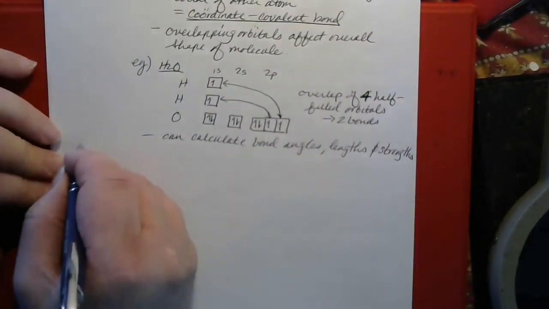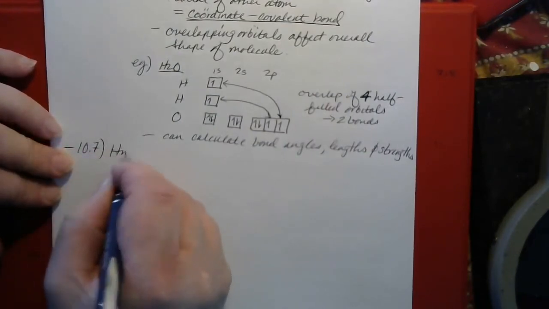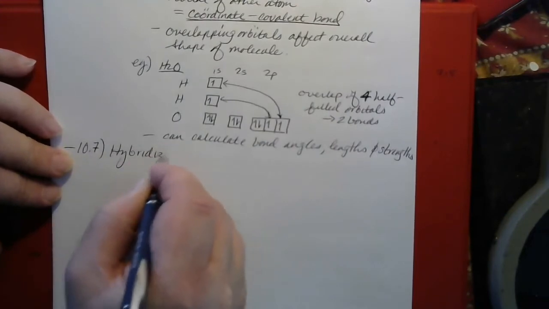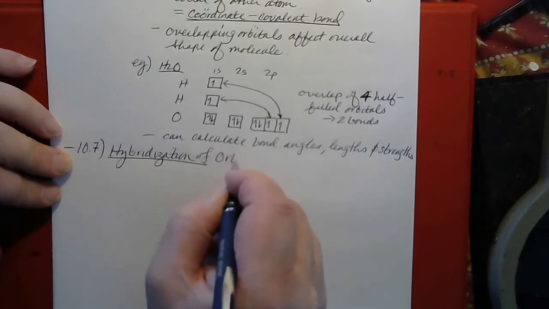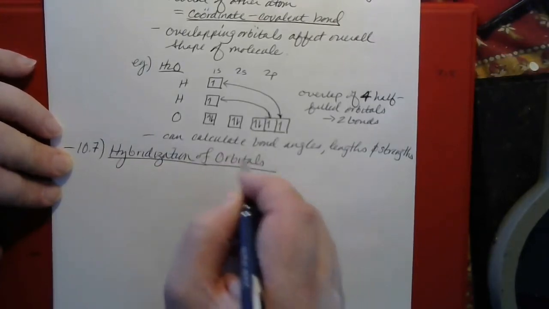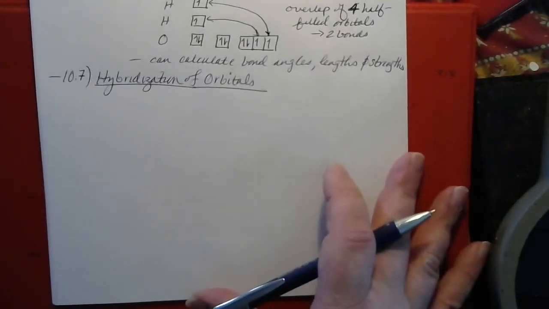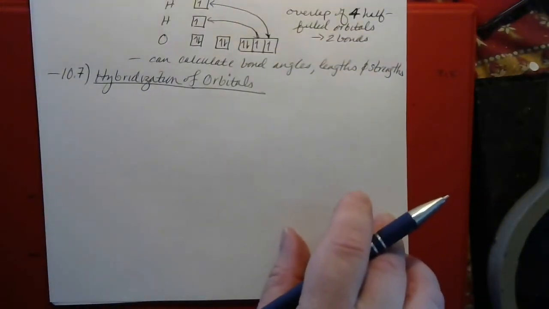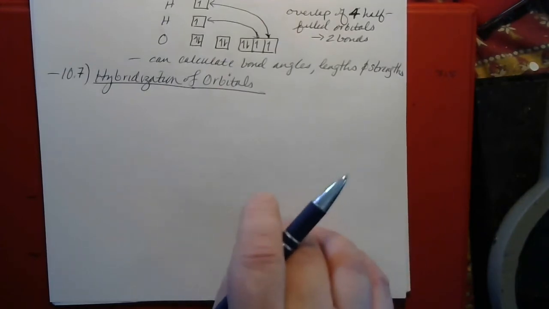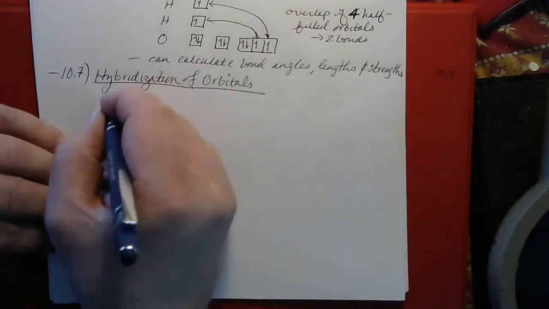And one other step is hybridization of orbitals. This is also part of valence bond theory. Hybridization of orbitals is important to explain certain geometries of many molecules. There are a lot of molecules whose shapes cannot be explained with the standard s, p, d, and f orbitals.